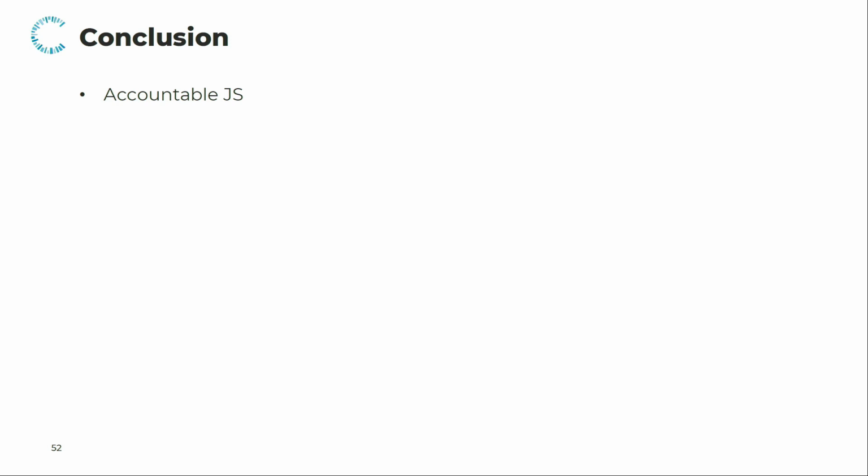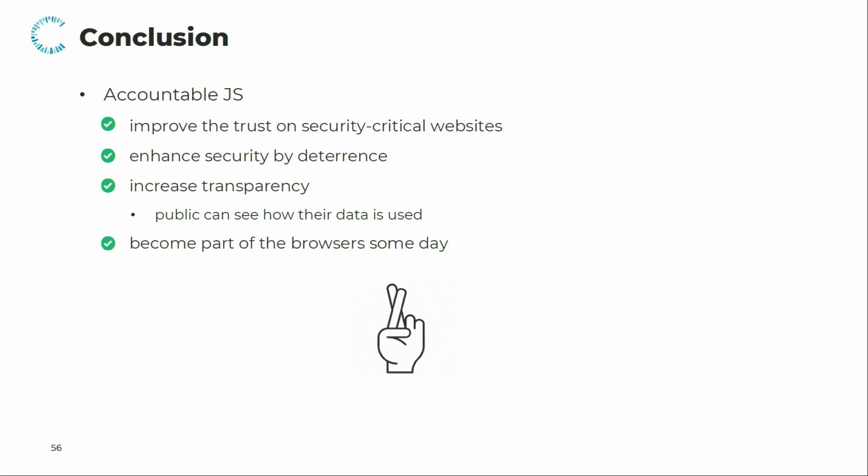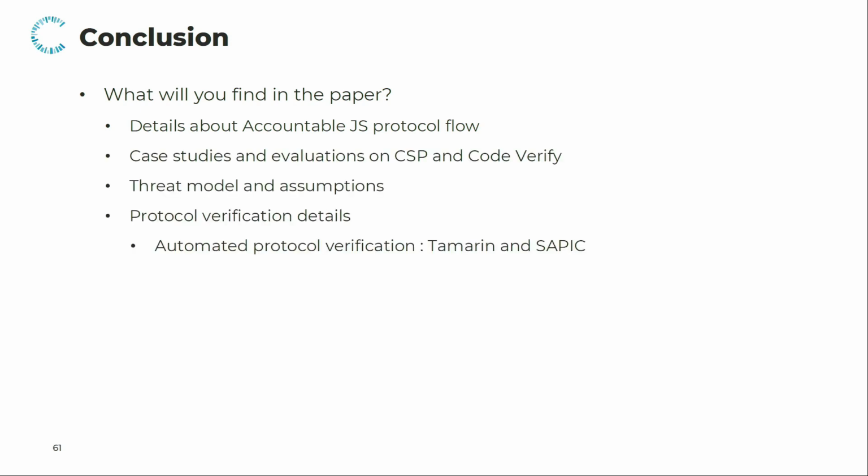In conclusion, with accountable.js, developers being held accountable for the code they deliver creates confidence in the operations that security-critical websites provide. It also enhances security by creating a deterrence mechanism against dishonest behavior on the web, and it increases transparency, as the public can inspect how their data is being used, by whom, and so on. In the future, we hope to become part of the browser and become a standard someday. In addition, you can find more information about these topics in the paper. Thank you very much for your attention.